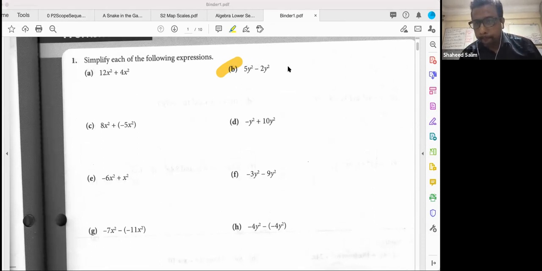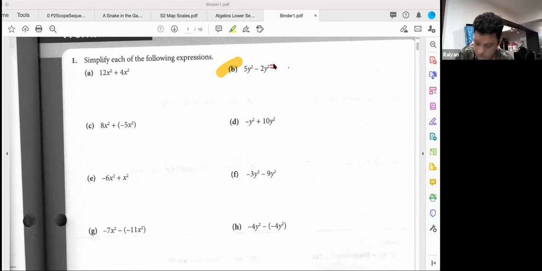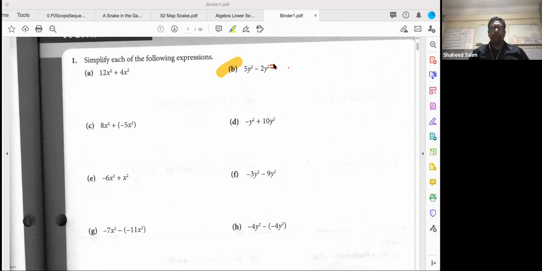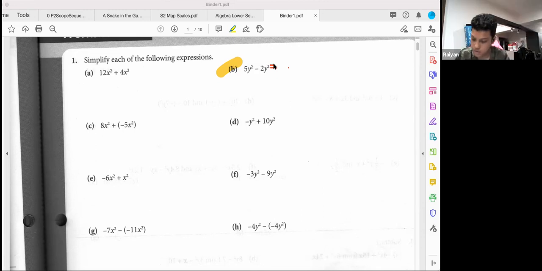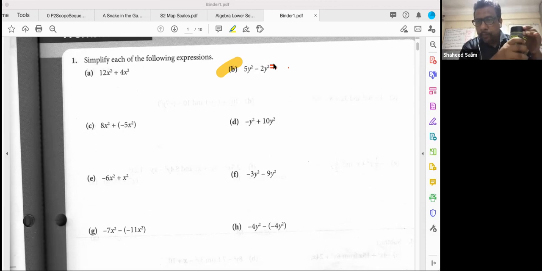You don't have this thing. 3y square. Okay, well done. 3y square. There's a square here. So this is okay. We are just gonna touch and go as many questions as possible. This one, what about this one?